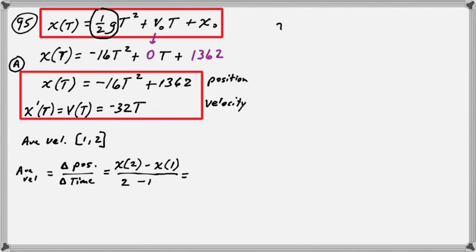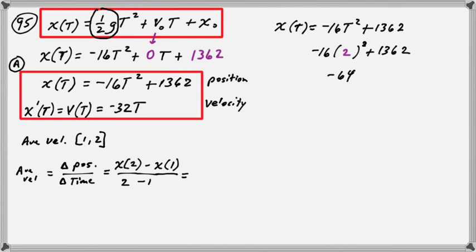Here is the position function. X of t equals negative 16t squared plus 1362. First you're going to replace in the 2 to find x of 2. 2 squared is 4. 4 times negative 16 is negative 64. When you add those, I believe you get 1298. So 1298. And on bottom, obviously, is 1 for the average velocity.